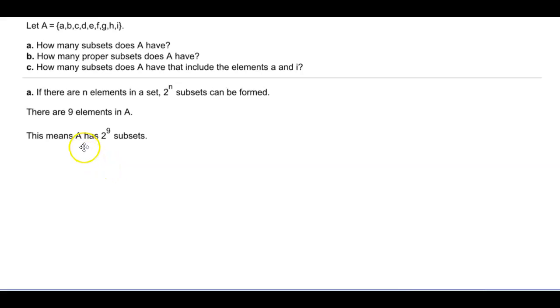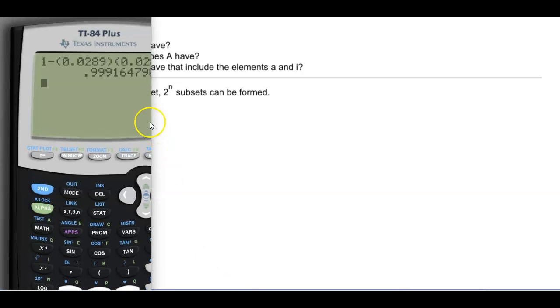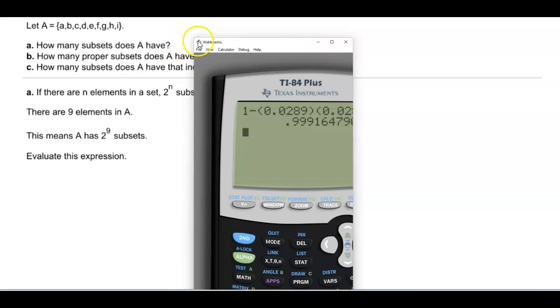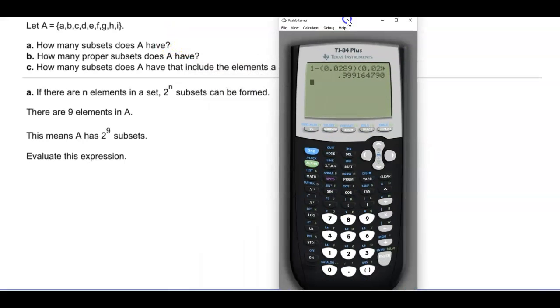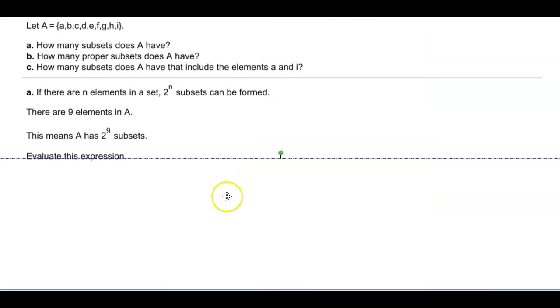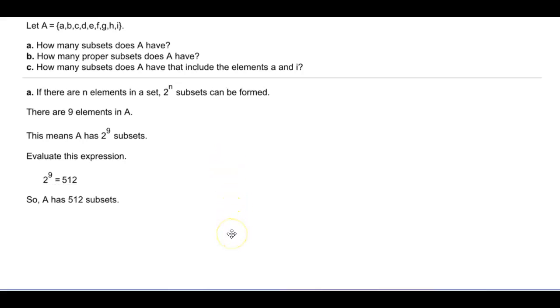So this means that A is going to have 2 to the 9th subsets. We want to evaluate that expression, so we're going to do that on the calculator. If we take 2 to the 9th power, then we get 512. Therefore, 2 to the 9th is 512. So we would say that A has 512 subsets.